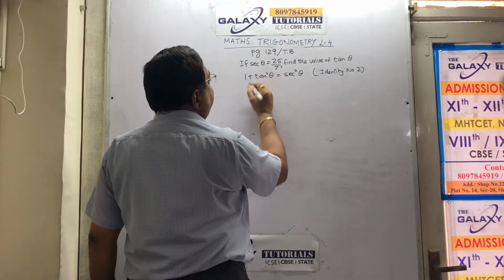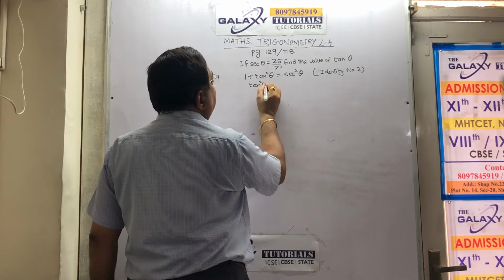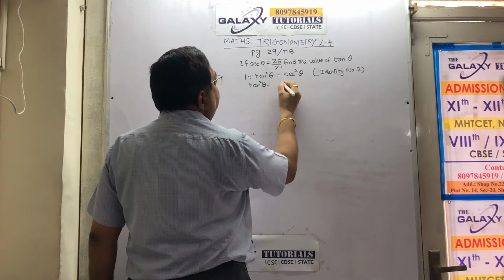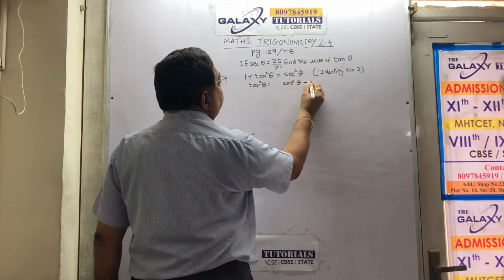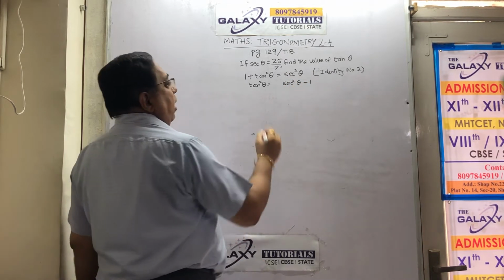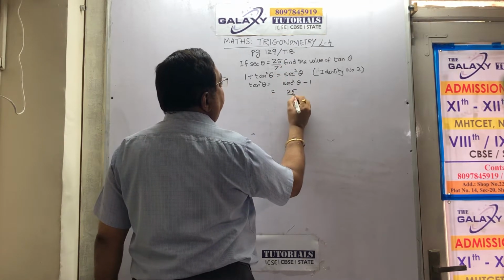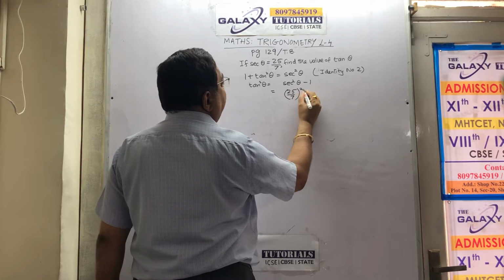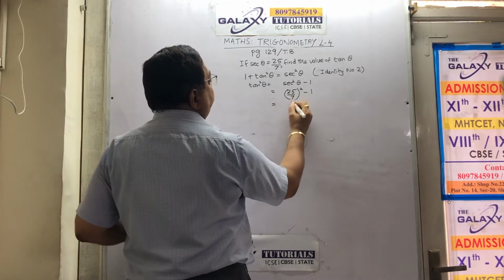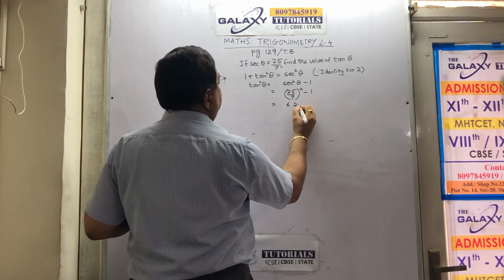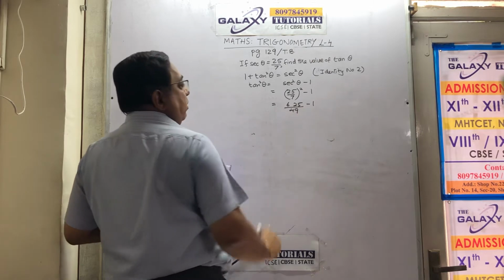Now I have sec theta, and I need tan theta. So tan square theta is, as we have done last time, sec square theta minus 1. Now I will put the values. Sec theta is 25 upon 7, squared, minus 1. I will open it up: 25 square is 625, 7 square is 49, minus 1.